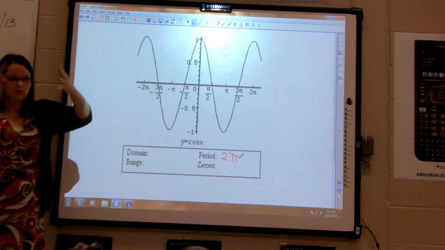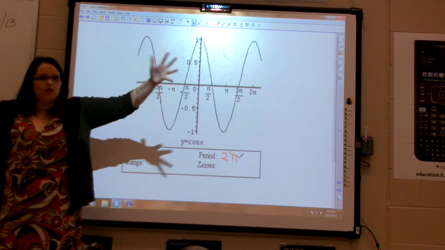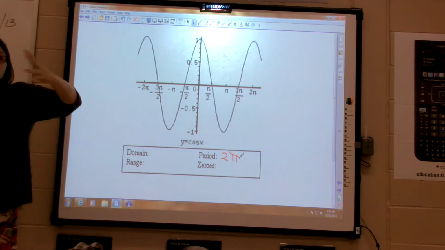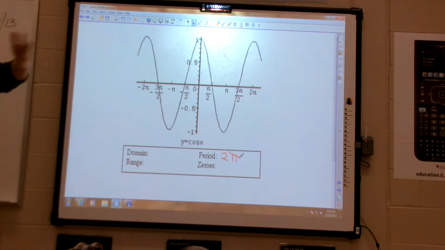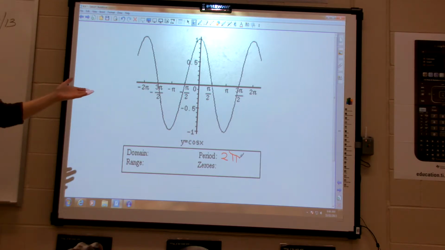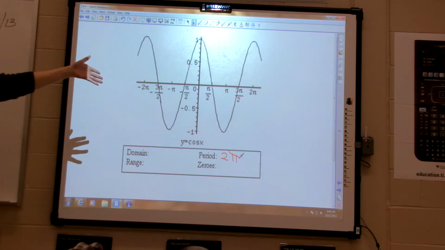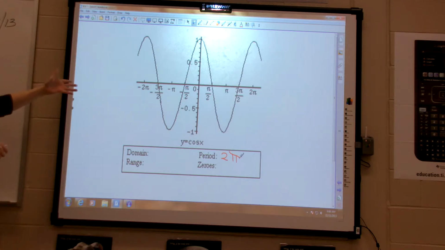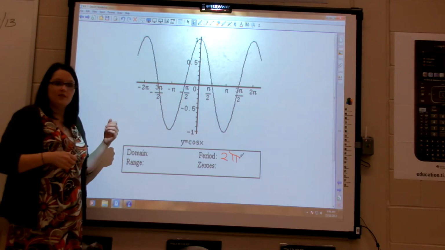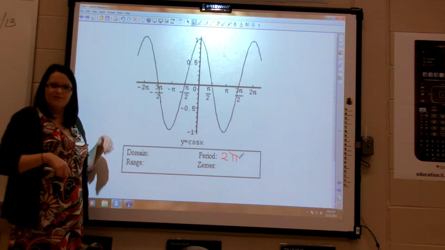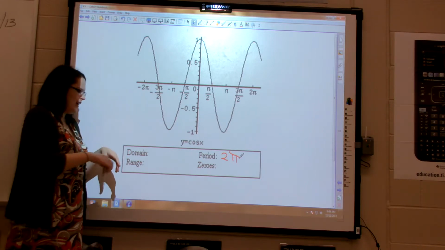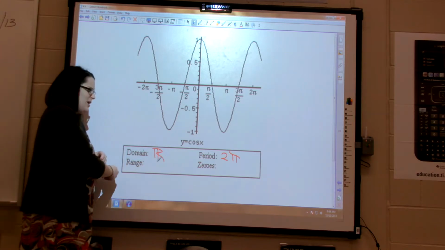Now, look at the domain. That's your x's, right? Are there any holes, jumps, asymptotes? You see any problems? Louder. Do you see any holes? No. Do you see any jumps? No. Do you see any asymptotes? No. So do you see any problems? No. So what do you think my domain is? There are no problems. Come on, guys. My domain's all real numbers.